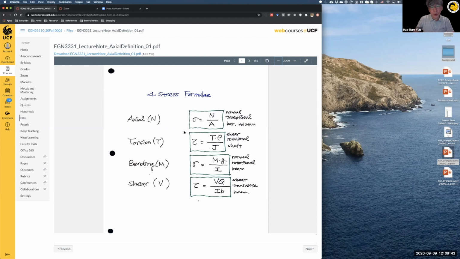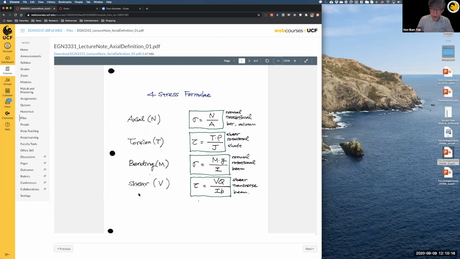So chapter 4 is about the axial load. Chapter 5 is about the torsion. And chapter 6 is about the bending, and chapter 7 is about the shear, okay? So the next, including this chapter and the following chapters, we will learn about the 4 different external forces.